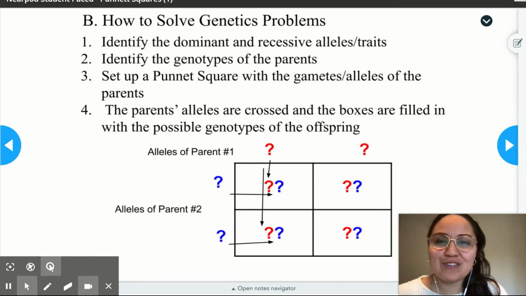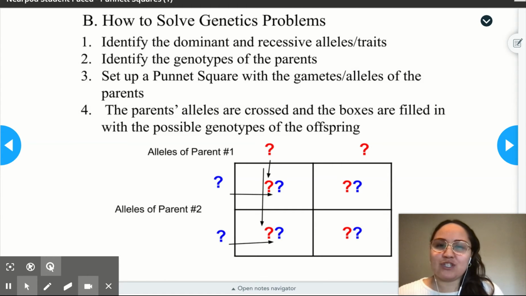Welcome everyone to this how to solve Punnett square or genetics problems. I'm going to go over the basic steps and then I'm going to do a practice problem together with you all here on the video.